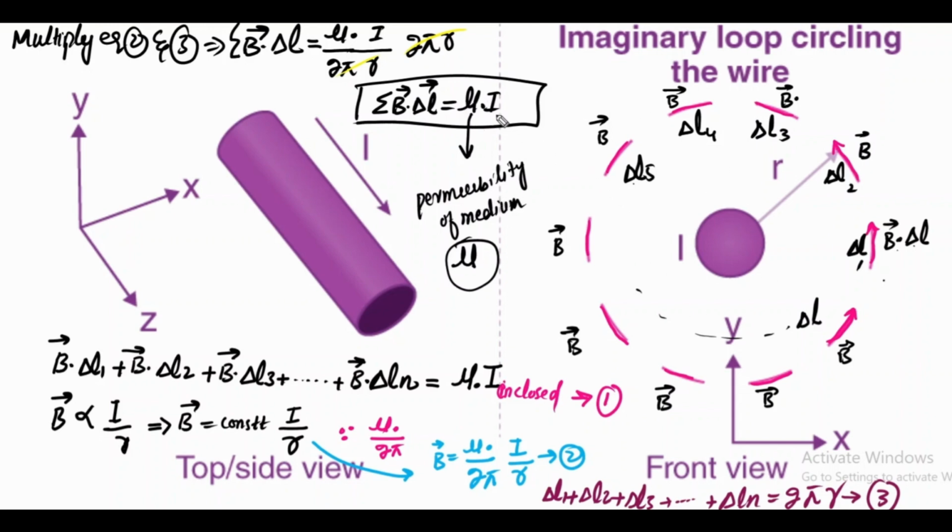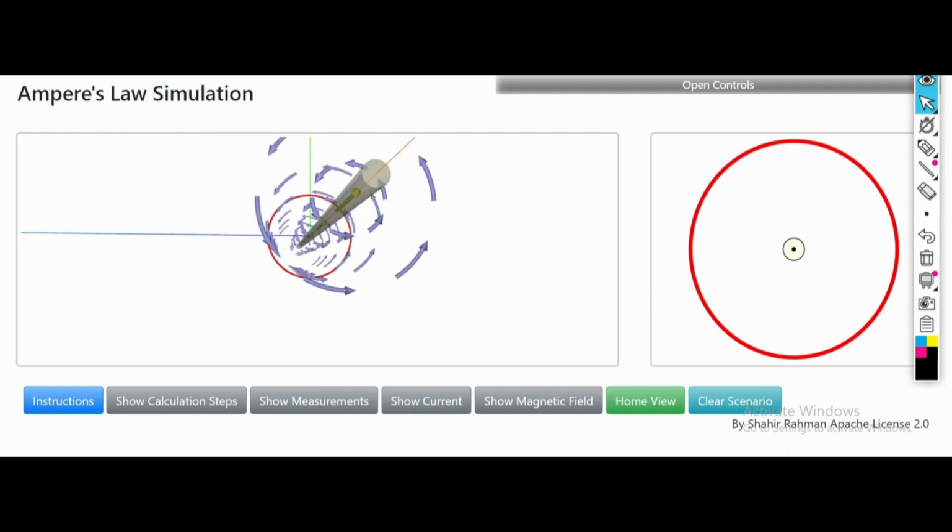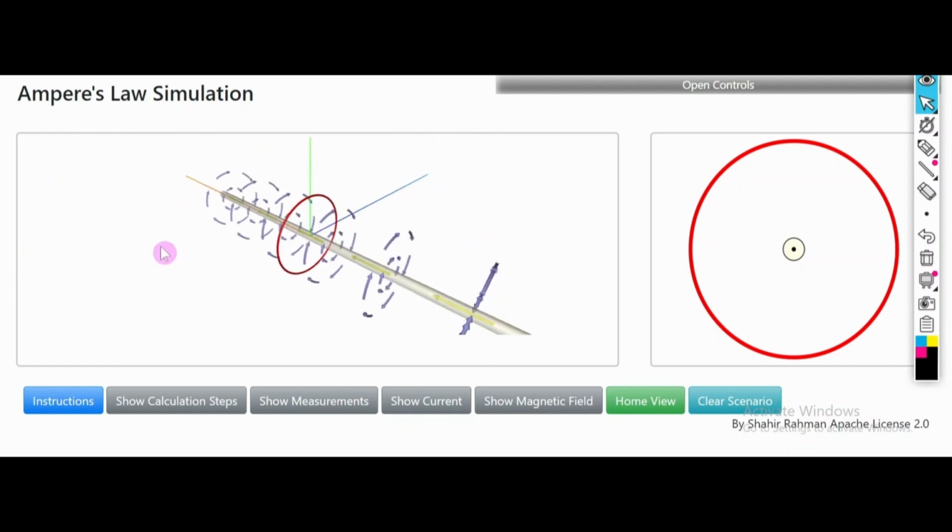And from here, if you have only this B, the magnetic field around the conductor, then you can find the current through that conductor. Or if you have the current in the conductor, then you can find the magnetic field from this expression. So here is that same scenario. We consider the Amperian loop around this current carrying conductor, and according to the instruction of Ampere, we derive the expression for this. So in this simulation it is also that.